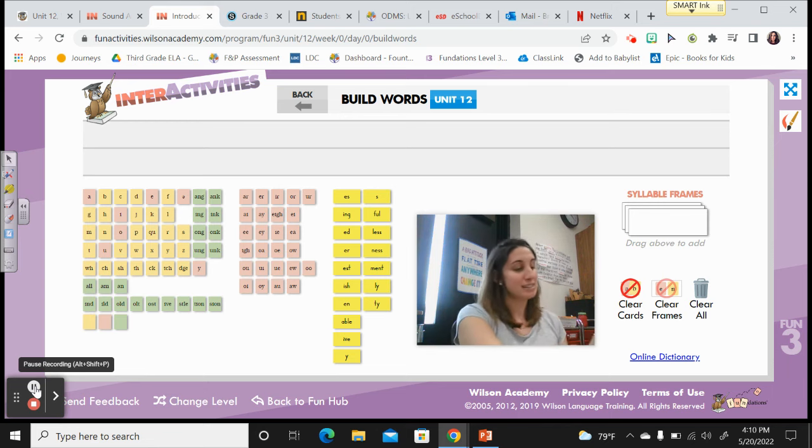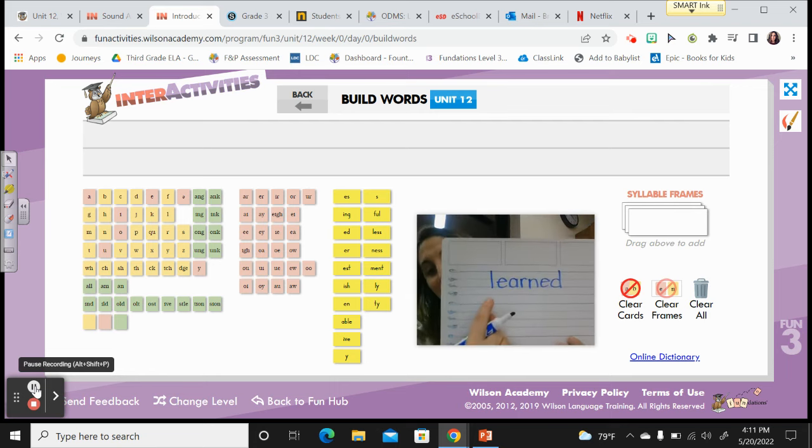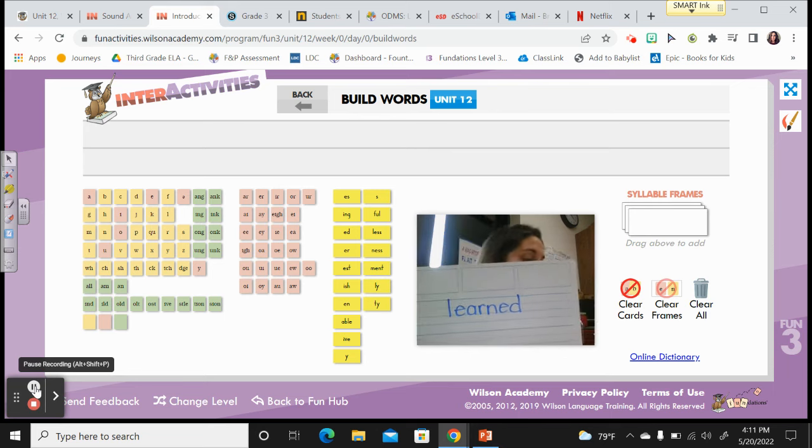Erase your sound-alikes, and let's go ahead and do some trick words. The first trick word is learned. Say it. Learned. We sure have learned a lot about the English language in Fundations this year. Learned. Pause the video if you need time. Okay, let's spell it together. Go. L-E-A-R-N-E-D. Yeah, that one I had a suffix on there.